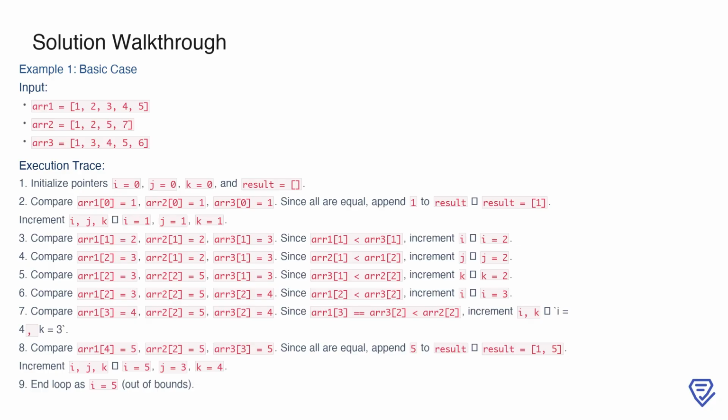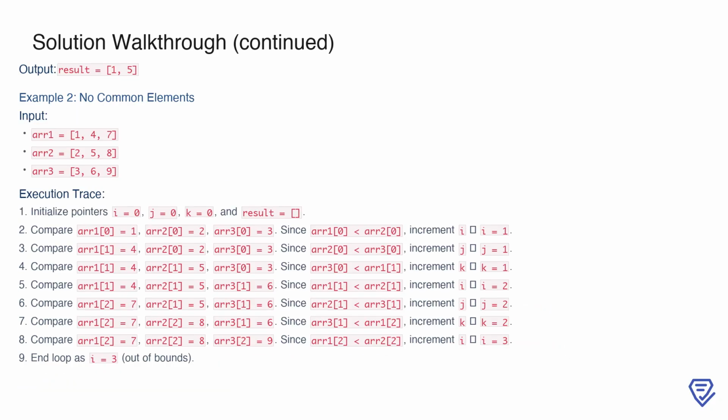This time, the values are not all equal, so we increment the pointer pointing to the smallest value, which is i, because arr1[1] is smaller than arr3[1]. This process of comparing and incrementing continues until one or more pointers go out of bounds. By the time we finish, the only common elements we've found are 1 and 5, so our result is [1, 5].